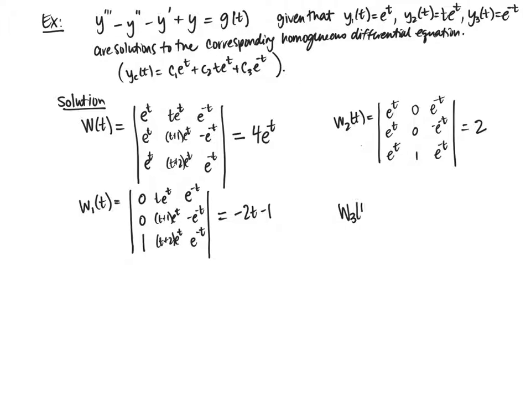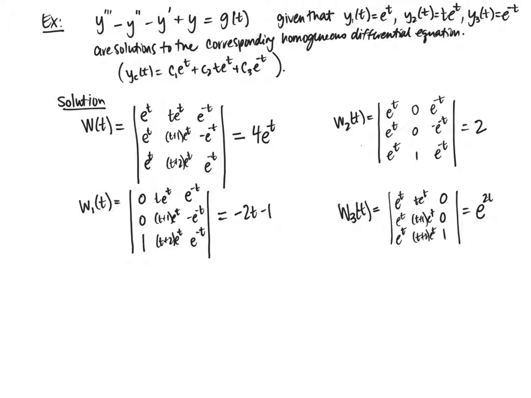W3 of t is going to be this same determinant again, but in the third column, I'm going to put the 0, 0, 1. Okay, so I'm going to have e to the t, e to the t, e to the t, and then I'll have t e to the t, t plus 1 e to the t, and t plus 2 e to the t. All right, so you go ahead and compute that determinant, and after you simplify, you'll end up with e to the 2t.